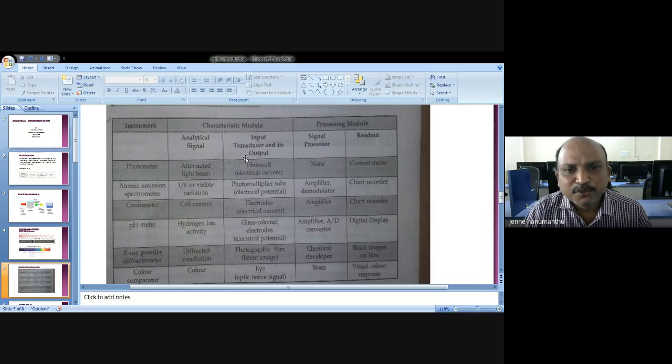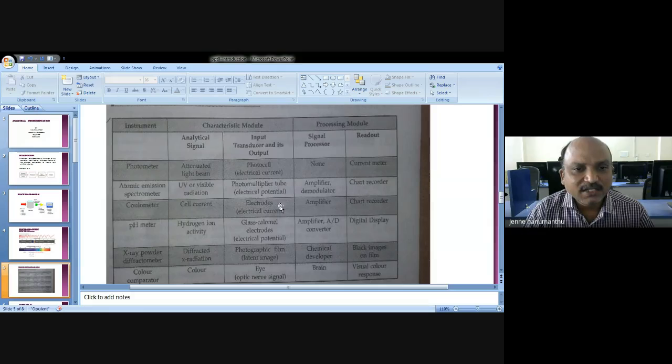So the input transducer is the photocell. We are using a photocell whose output is electrical current. How do you measure this electrical current as output? With the available ammeter or current meter. For the instrument, we are analyzing the light signal. So we are using the photocell as a transducer whose output is electrical current, which is measured with the help of an ammeter or current meter.